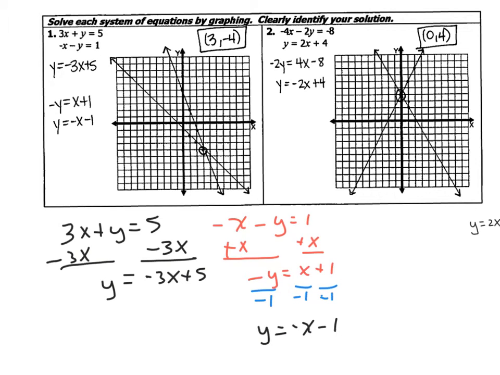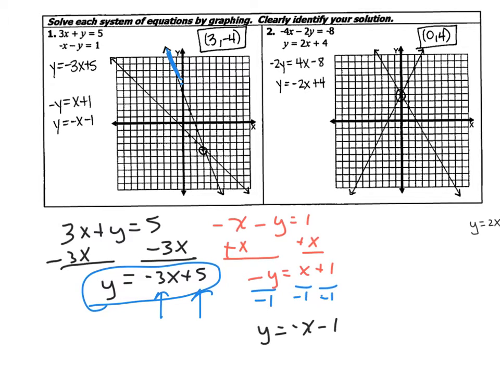Okay, on problem number 1 and 2, basically you have to solve for y on each one in order to graph it, or you can use the intercepts. On these two, I suggest you just solve for y. Notice on this one right here, you simply had to subtract the 3x to both sides, and you get a slope of -3 and a y-intercept of 5. That is this one right here. That's this line right here.